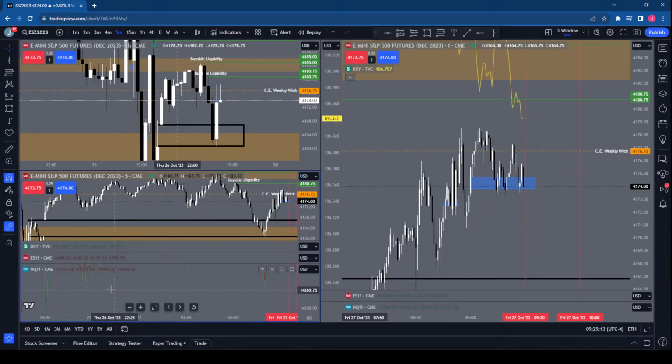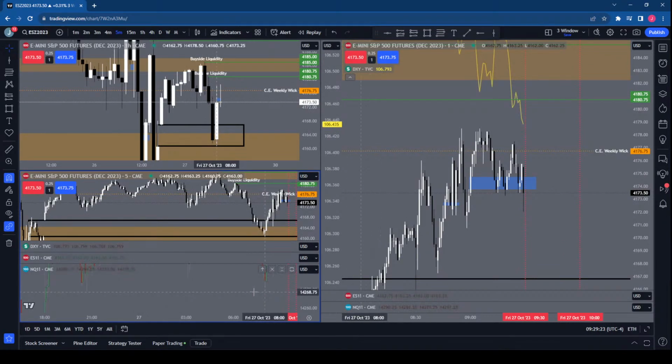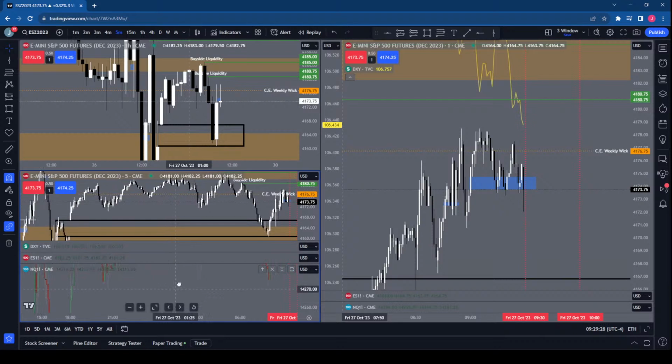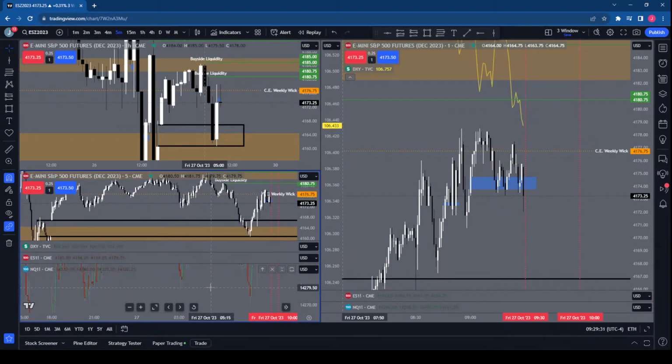We do have a little bit of an SMT divergence, or a cracking correlation between ES and NASDAQ. You can see ES made this lower low. It's a pretty deep lower low. NASDAQ didn't. These are equal lows on NASDAQ. Something to note. Equal lows on NASDAQ, lower low on ES.